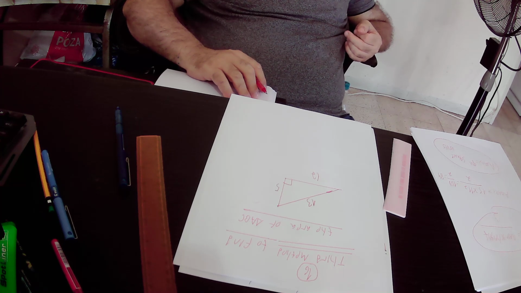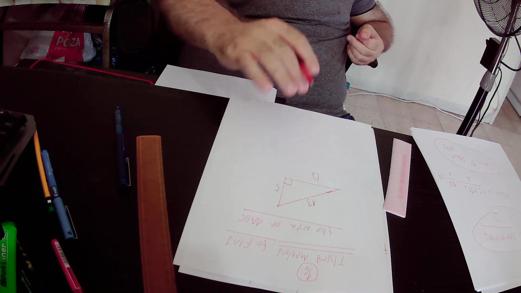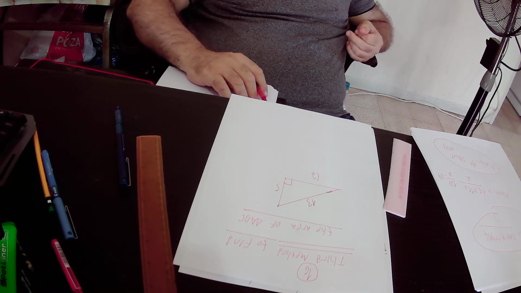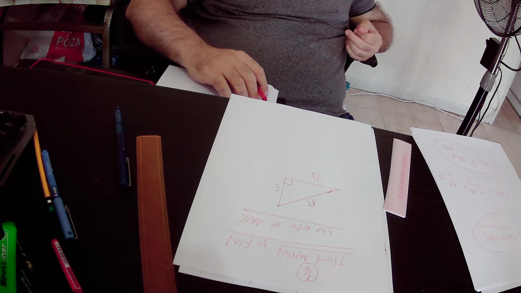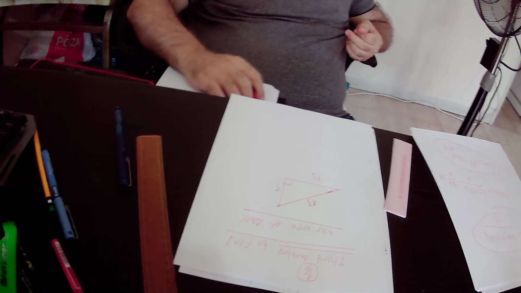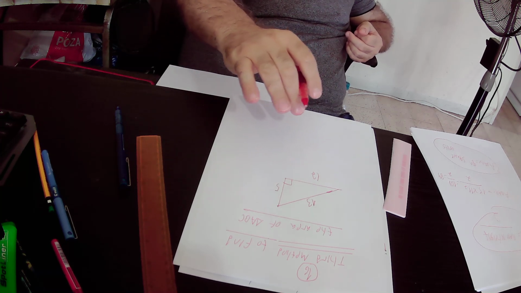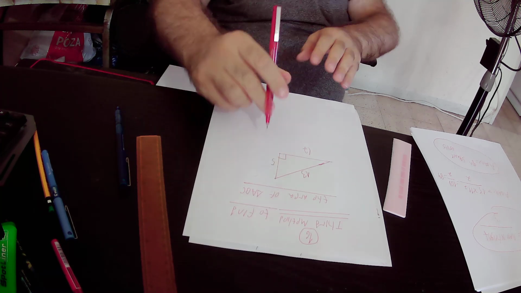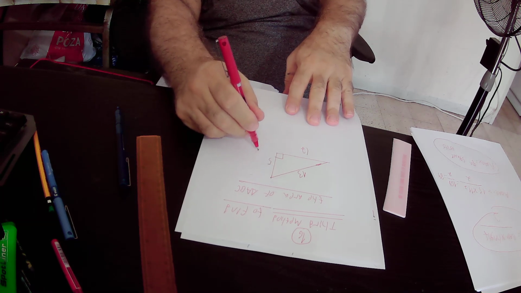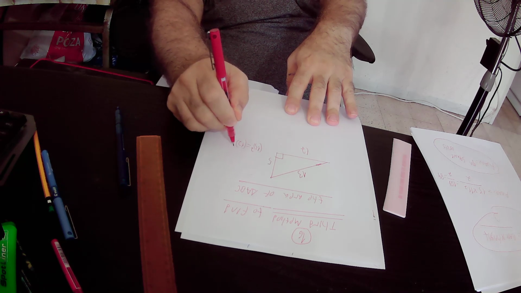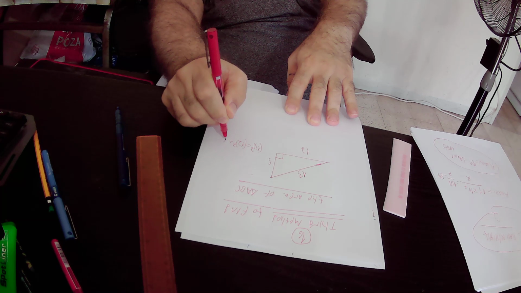We will prove that this is a right triangle by showing that it obeys the Pythagorean theorem, which states that the square of the hypotenuse equals the sum of the squares of the perpendiculars. That is to say, 13 squared equals 12 squared plus 5 squared.